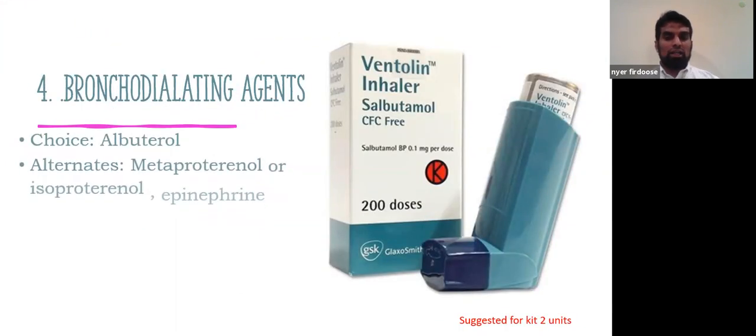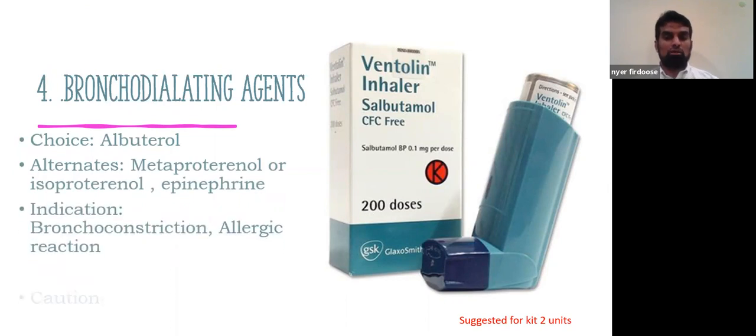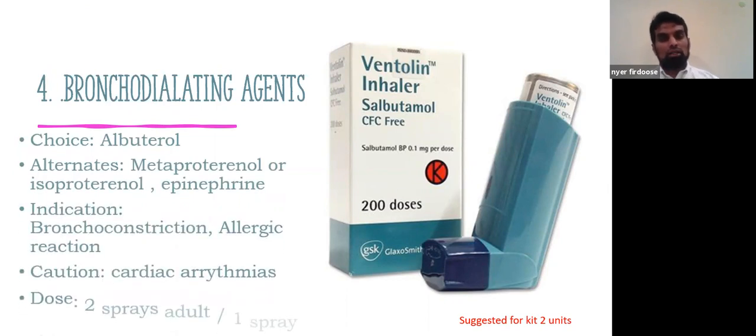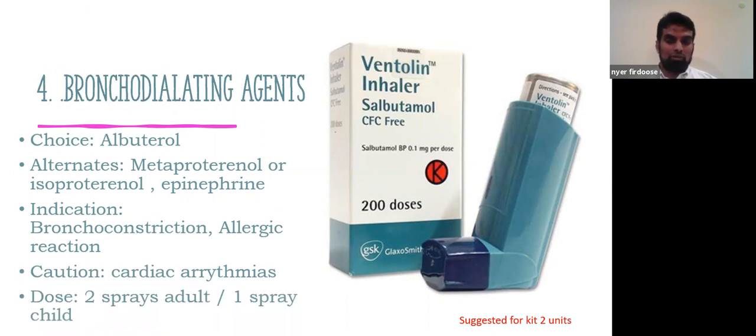Coming to the bronchodilating agents, the drug of choice here is albuterol or salbutamol. The alternatives to salbutamol are epinephrine, metaproterenol or isoproterenol, which are types of selective beta-2 agonists. Salbutamol is the first choice for the management of bronchospasm, and when administered by means of an inhaler, it provides selective bronchodilation with minimal systemic cardiovascular effects.